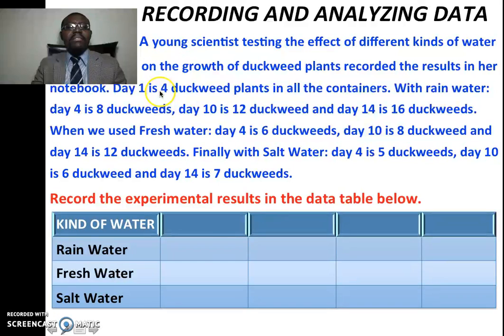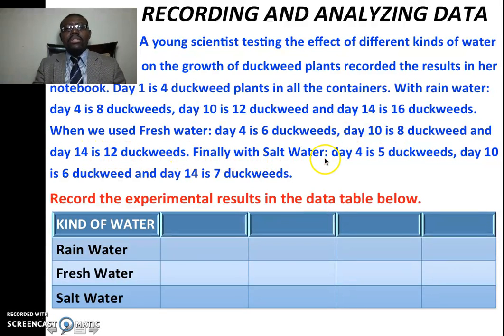Day 1 is 4 dark-wheat plants in all the 4 containers. So initially, the student had 4 dark-wheats in all the 4 containers. With rainwater, day 4 is 8 dark-wheats. Day 10 is 12 dark-wheats. And day 14 is 16 dark-wheats. When we use fresh water, day 4 is 6 dark-wheats. Day 10 is 8 dark-wheats. And day 14 is 12 dark-wheats.